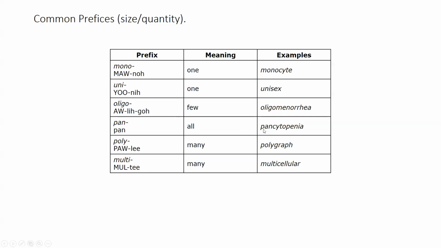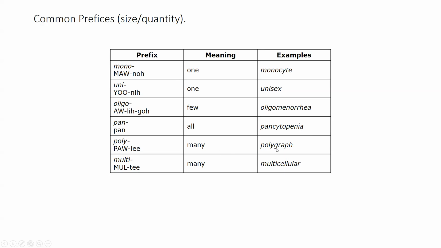Pan means all. So pancytopenia. We saw penia as a common suffix that means a deficiency. Pan means all, and cyto means cells. And in this case, it means cells of the blood. So you're not just lacking white blood cells or just lacking red blood cells. You're lacking all of the types of cells in the blood.